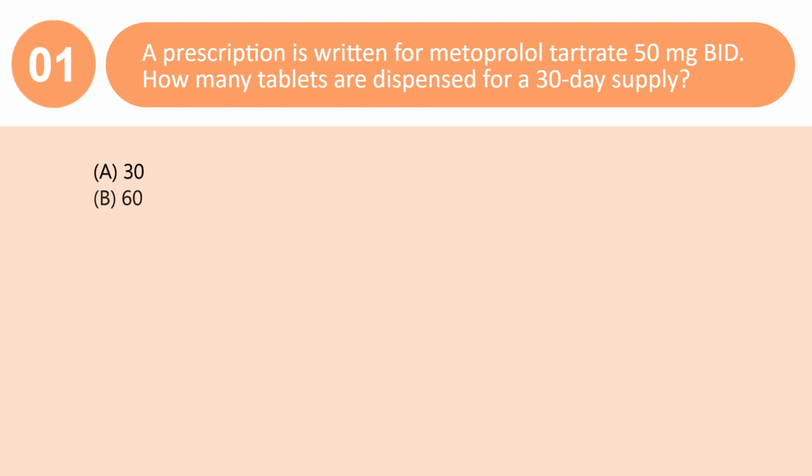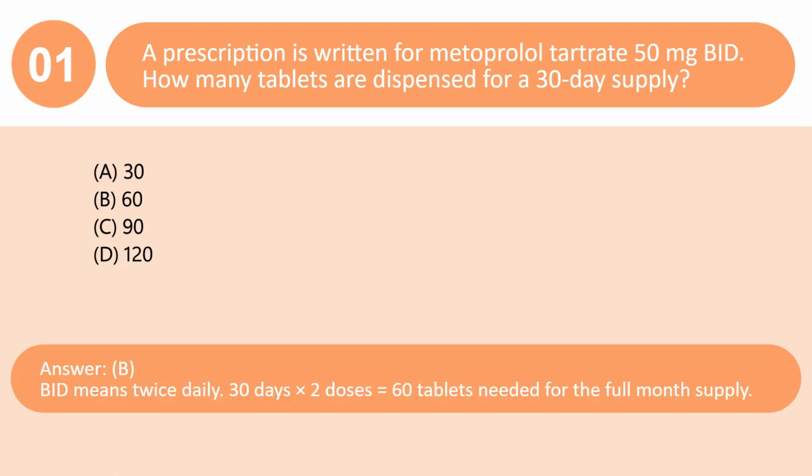A prescription is written for metoprolol tartrate 50 mg BID. How many tablets are dispensed for a 30-day supply? A. 30. B. 60. C. 90. D. 120. Answer, B. BID means twice daily. 30 days times 2 doses equals 60 tablets needed for the full month supply.